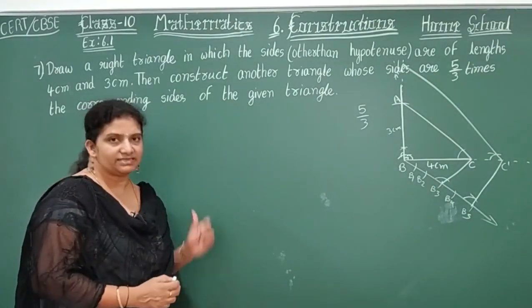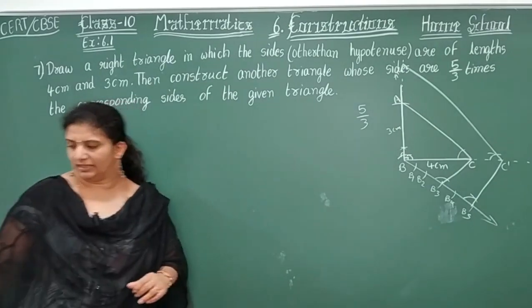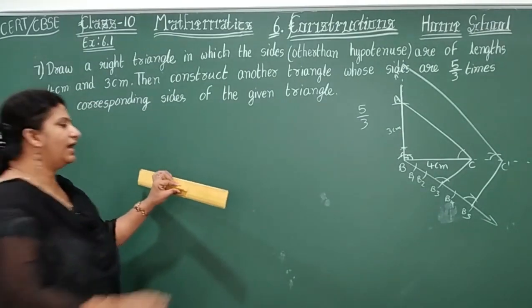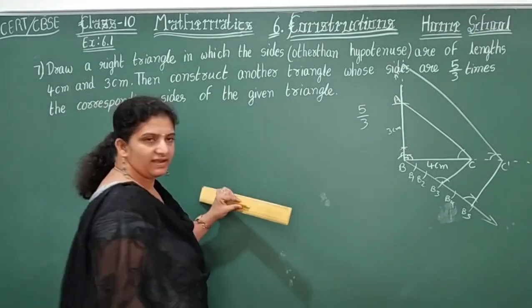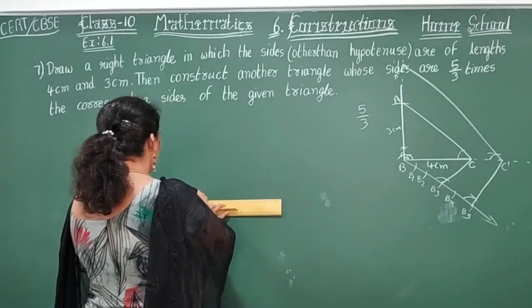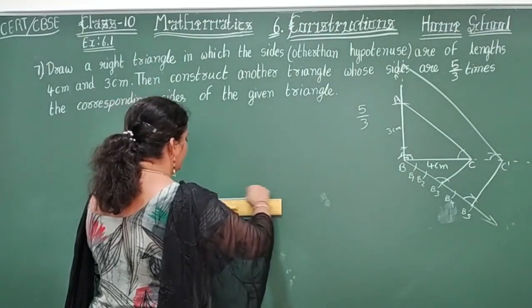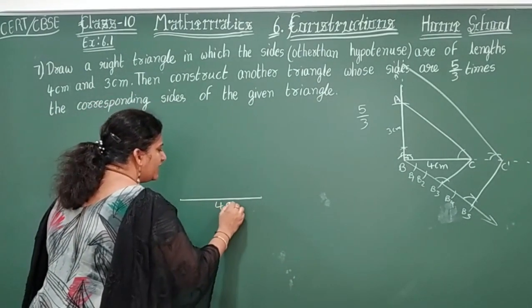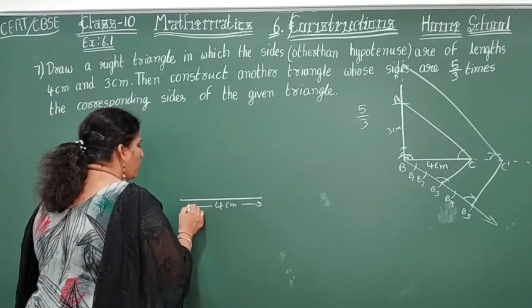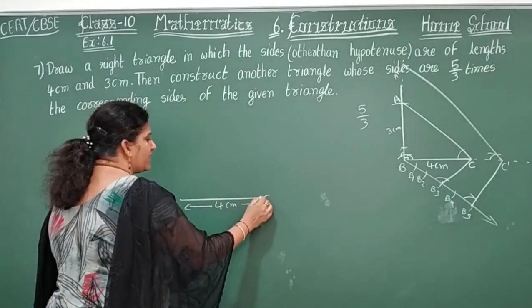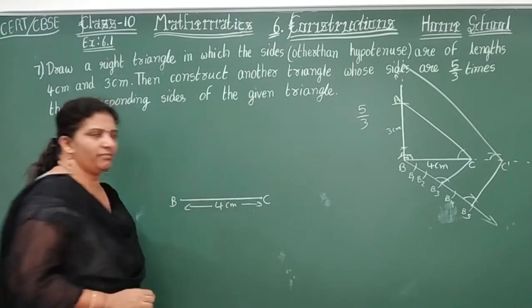Okay, children, let's start with the original triangle. Take a scale, everybody. And now, what is the base length here? 4 centimeters. Look here. Let me draw here. This is 4 centimeters. So, what is the letter we are going to mark here? B, C. This is a line segment.